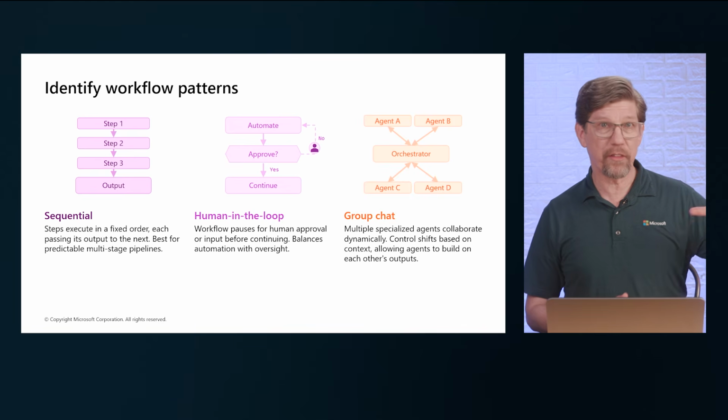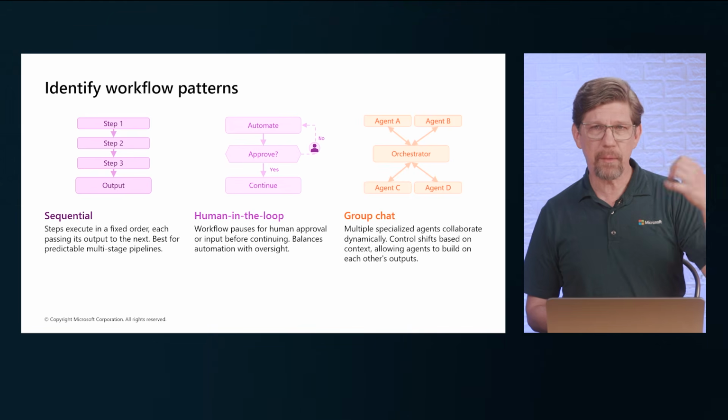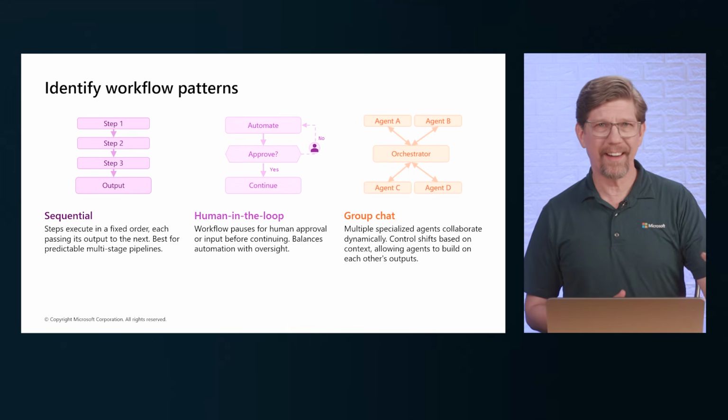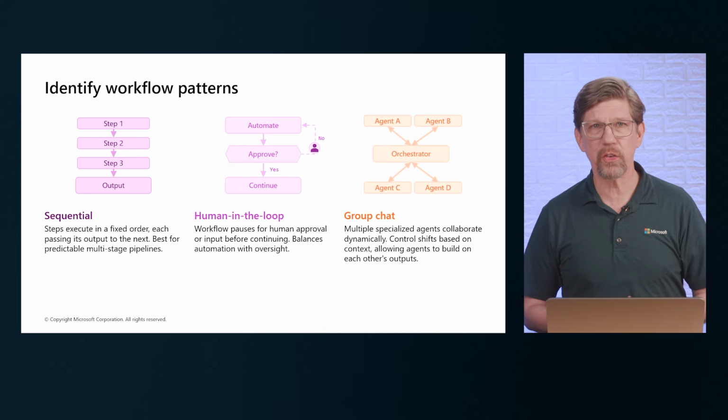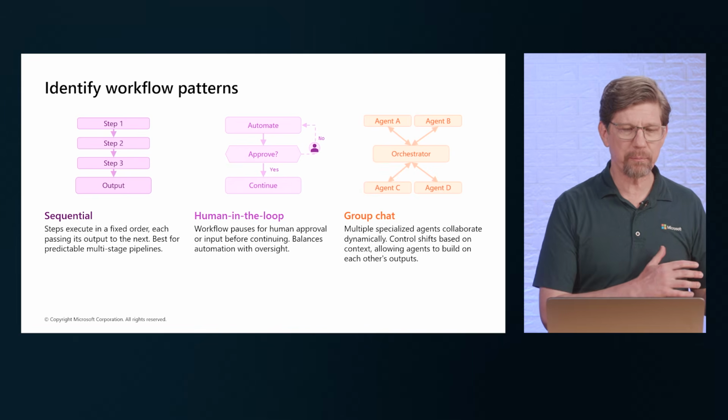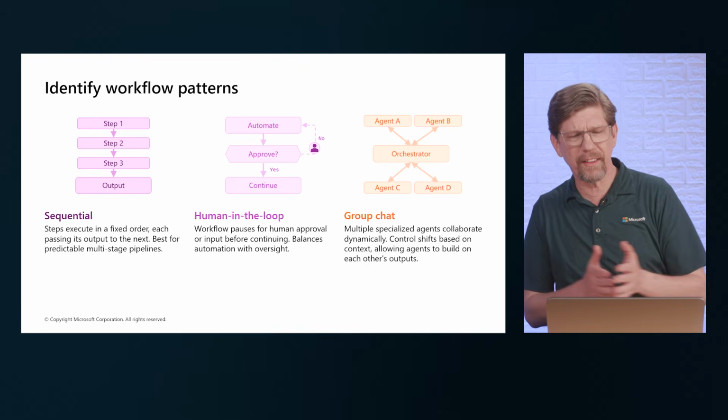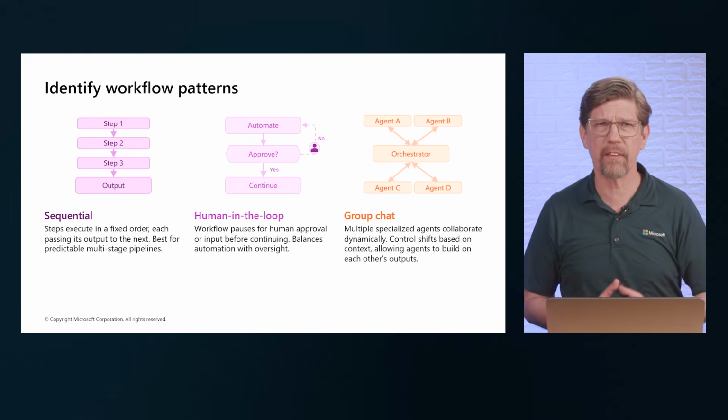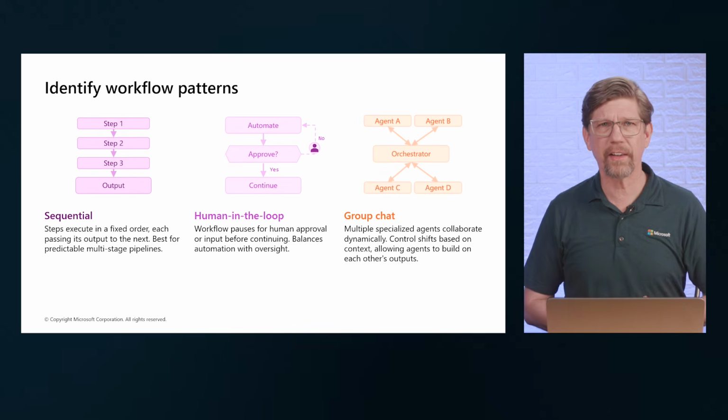So maybe we have something that's generating some sort of content, something that's doing some sort of review on that content, and something that's then doing maybe a little edit and publish. Right? That's a sequential flow, and we're not needing to go back. We don't have to approve or anything along those lines. We just make a straight line through.